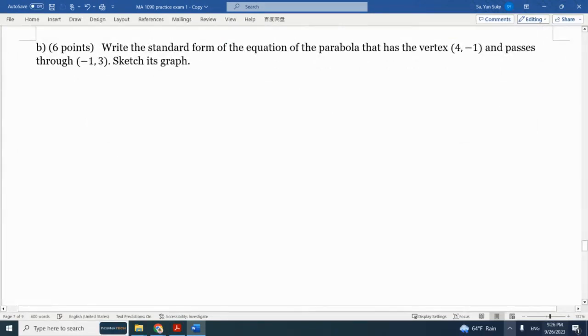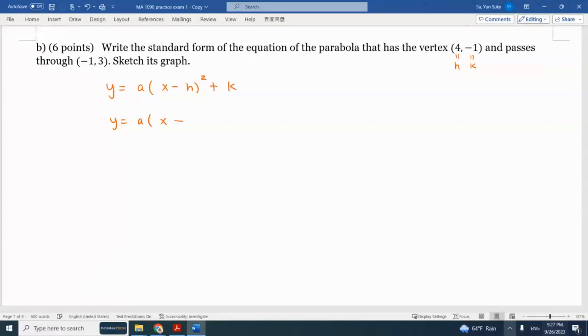Part B. Write the standard form of the equation of the parabola that has vertex (4, -1) and passes through (-1, 3) and sketch its graph. So vertex form: y equals a(x minus h) squared plus k. It tells you the vertex is (4, -1), so your h is 4 and your k is -1. You still have the a you want to find.